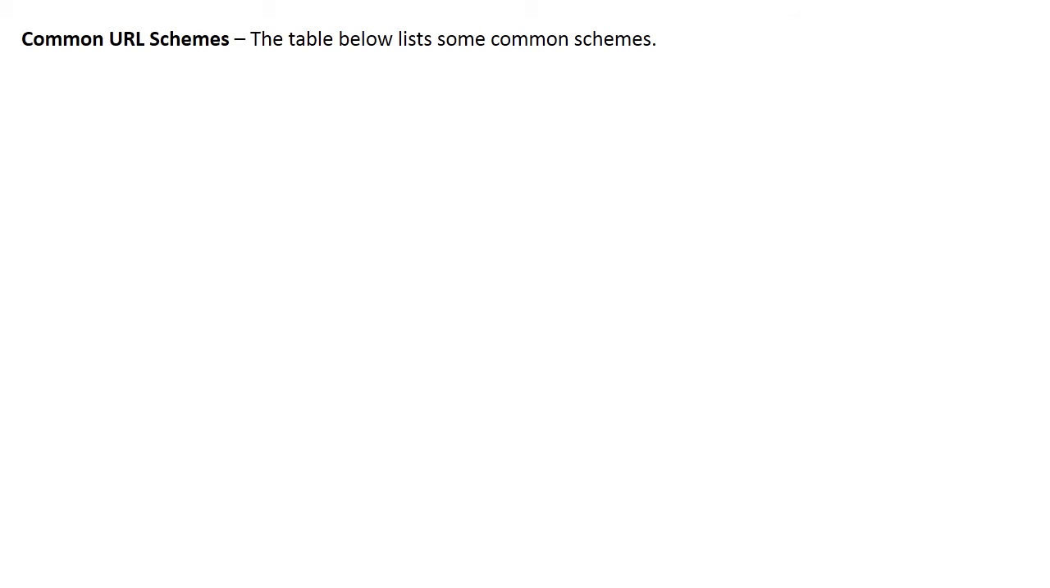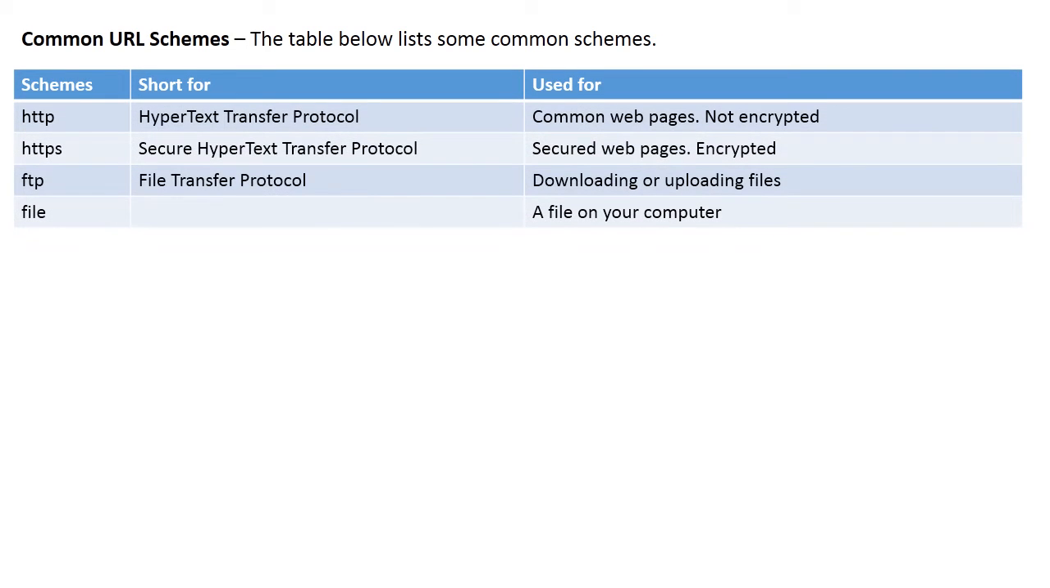Common URL schemes. The table below lists some common schemes. We have HTTP, Hypertext Transfer Protocol, for common web pages, not encrypted. HTTPS, Secure Hypertext Transfer Protocol, for secure web pages, encrypted. FTP, File Transfer Protocol, for downloading or uploading files. File, a file on your computer.